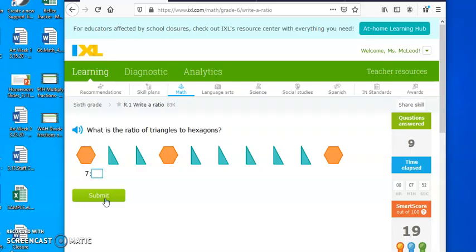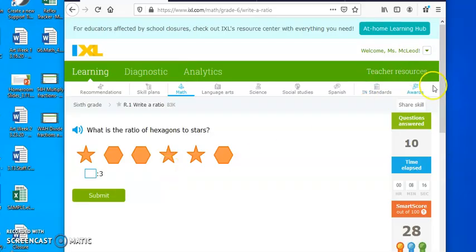Okay. For the next problem, what is the ratio of triangles to hexagons? They already gave us the amount of triangles, 7. So if we count there, we've got 1, 2, 3, 4, 5, 6, 7 triangles in total. How many hexagons do we have? We have 3. So we're going to put 3 in the empty box.